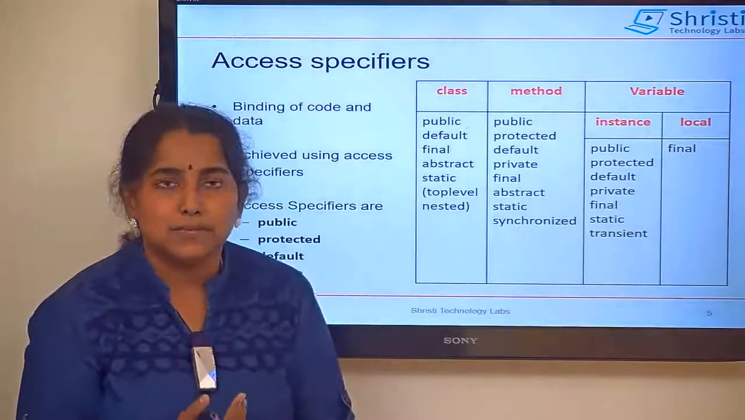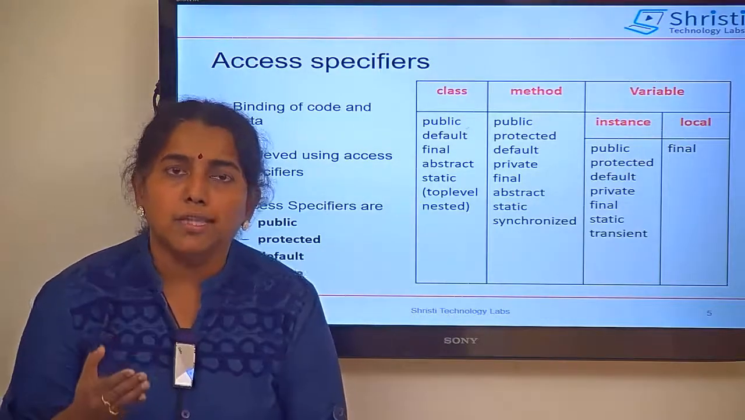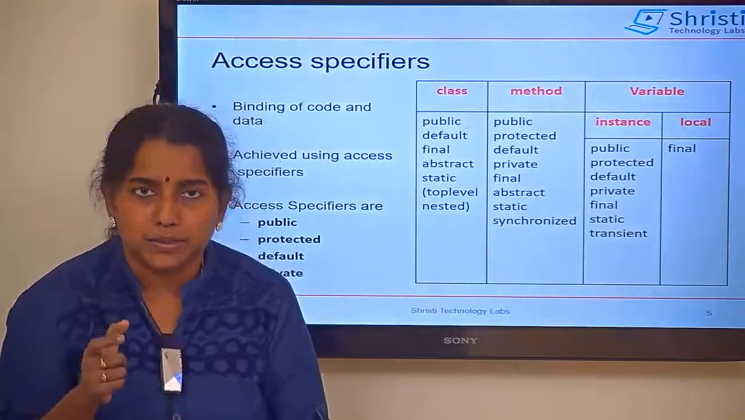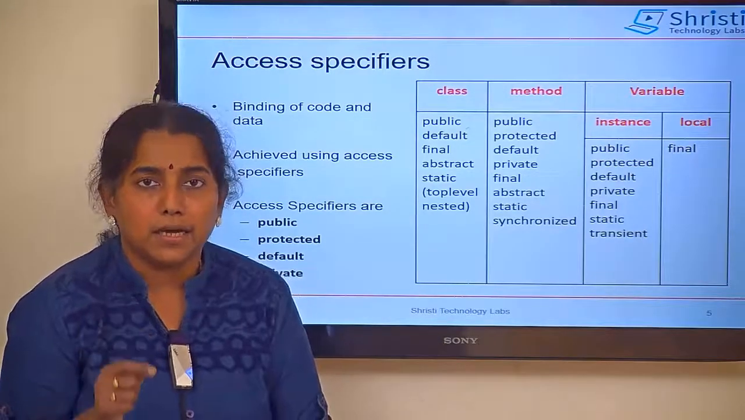What about the access specifier for a local variable? It can be only final. Till now in all the programs we have not used any access specifier. Even if we try to use private or public, it will give a compiler error.